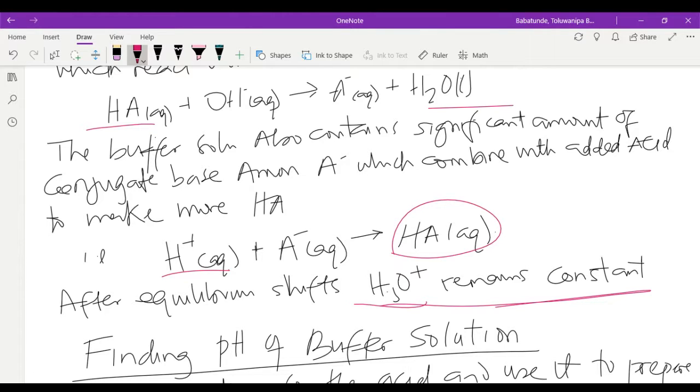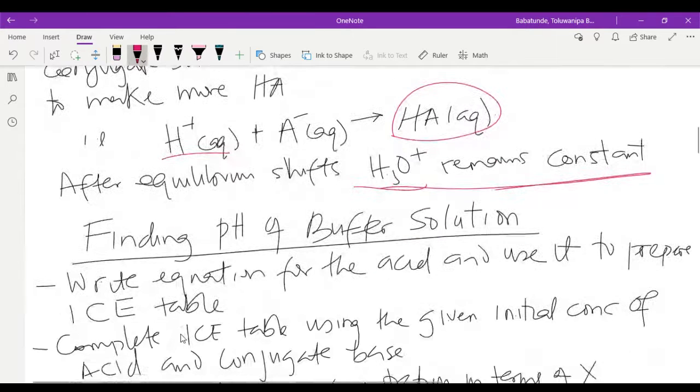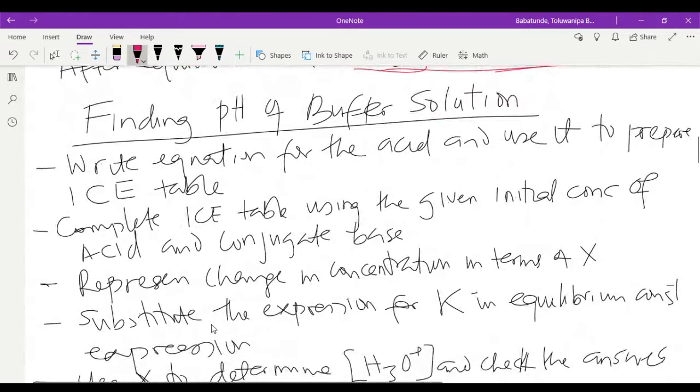A basic buffer also works with the same principle, Le Chatelier's principle. So how do we find the pH of a buffer solution?